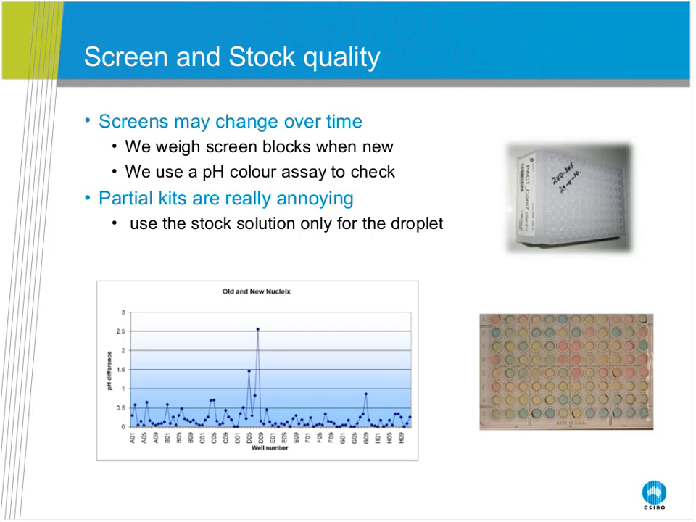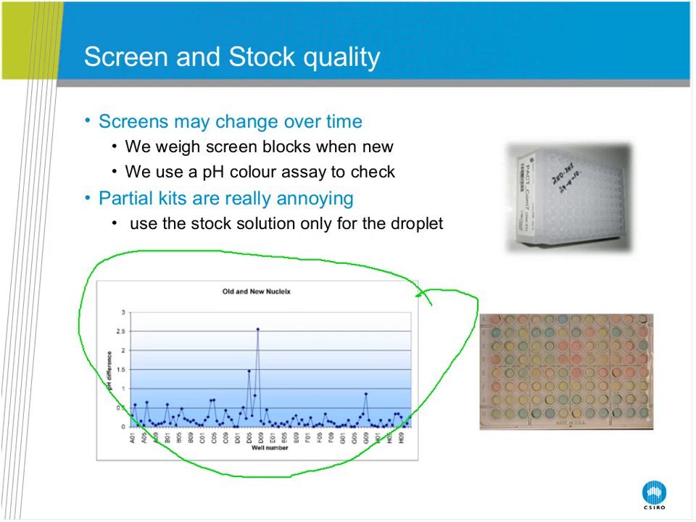The other thing we check is that, using that same pH assay, we can actually see whether the screen has changed over time. And this starts really explaining why you mightn't get consistent results between your screens and your optimizations, because the pHs do change over time. Here's an example of a color pH plate of the Hampton HT crystal screen. So you can see that there is quite a lot of information in the pH. This graph here is actually interesting.